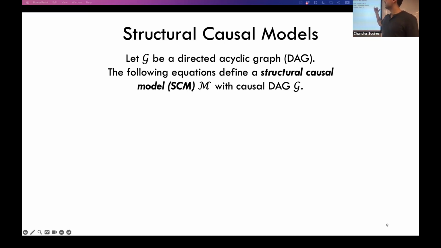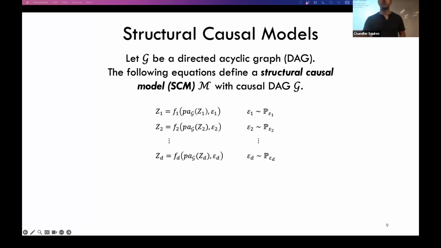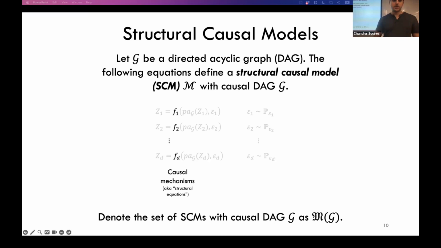But okay, we're starting with a DAG model G, and we're going to define a set of equations, and that's what we call the structural causal model with that causal DAG. So for each of the variables, say Z1 through ZD, we're going to have these in one-to-one correspondence with nodes in the DAG model. We're going to get a causal mechanism. You can think of this as a line of code that says how that variable is being generated from its parents.